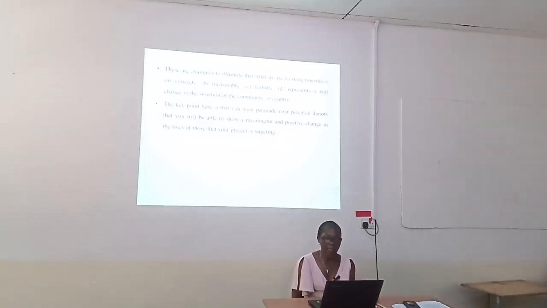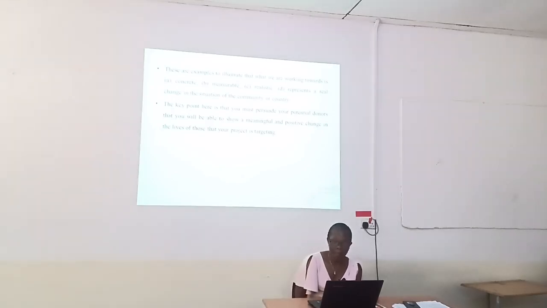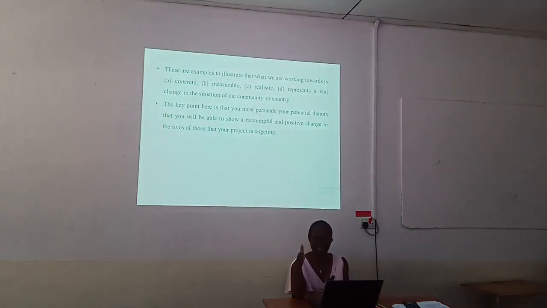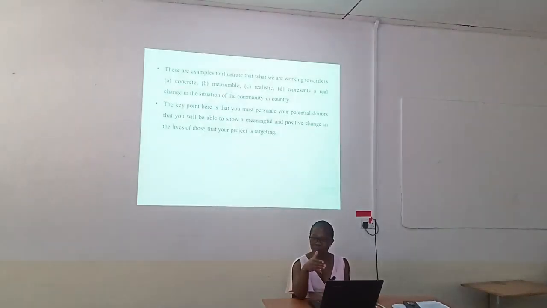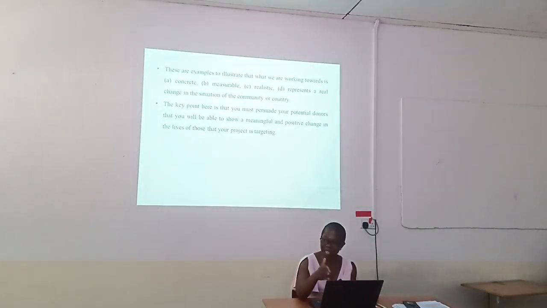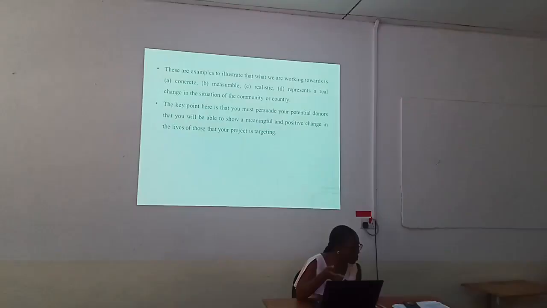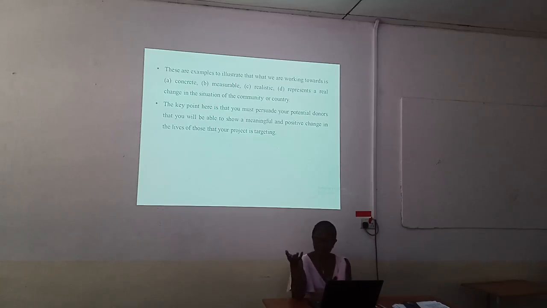So these examples illustrate that we are working towards concrete, measurable, realistic, real changes in the situation of the community or country. So whatever we're explaining is to make sure we are working towards concrete, measurable results, and that's why we say objectives should be measurable. Because when you are collecting data, all the activities would depend on the objectives that are there. So if the objectives are not measurable, it will be hard for you even during evaluation to say you have achieved this.